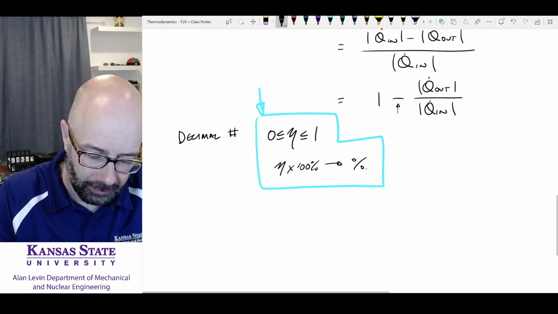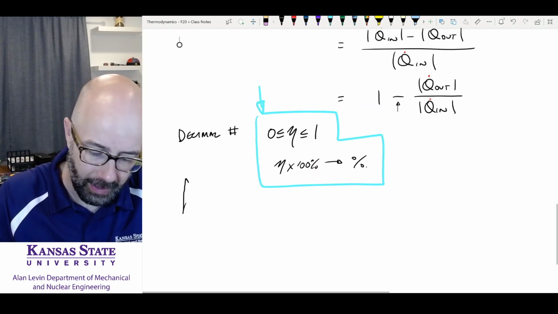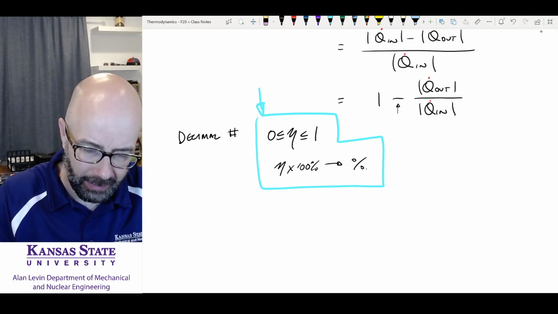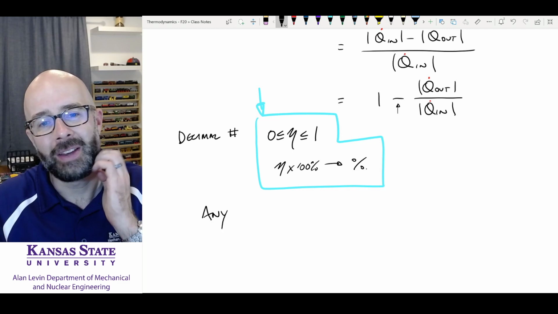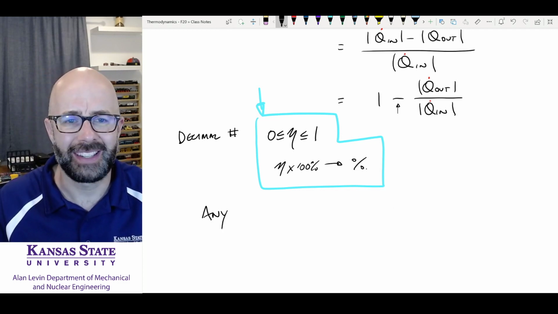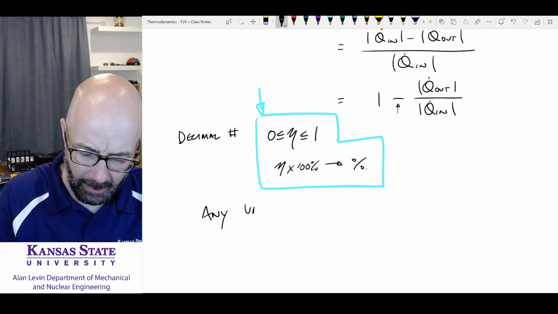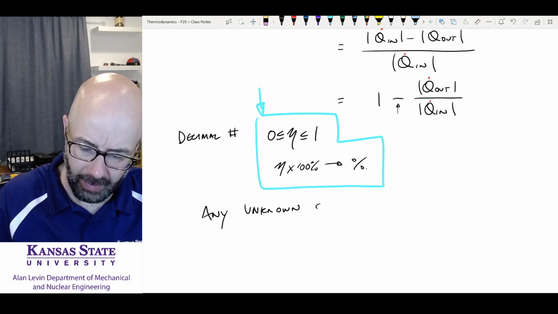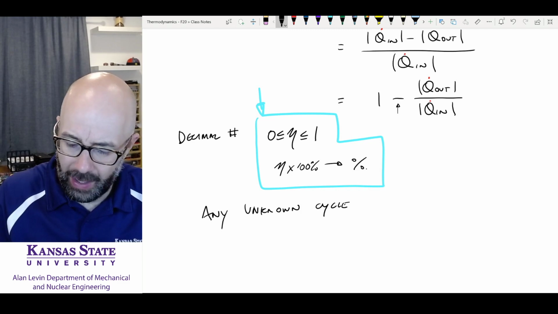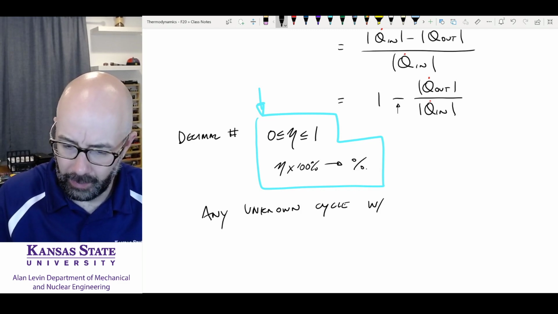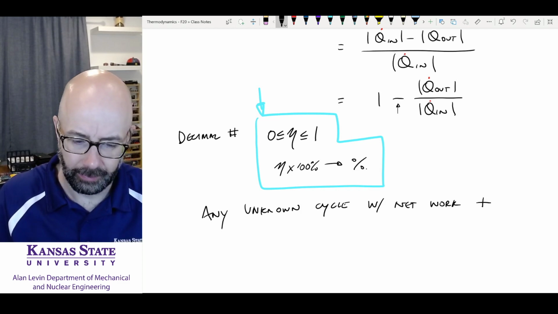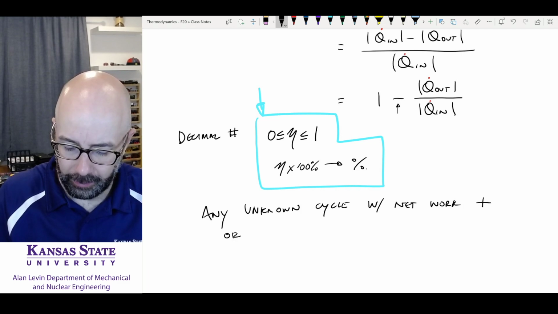Any unknown cycle with net work that's positive or out is a power cycle.